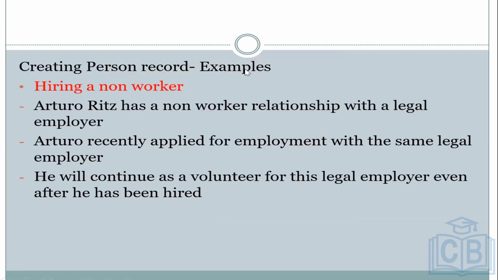Now, creating a person record examples, hiring a non-worker. Oracle Rates has a non-worker relationship with the legal employer. Okay, one doubt here, because in the rehire case there might be an employee number, right? The old employee number might be there, for sure the employee number will be there.